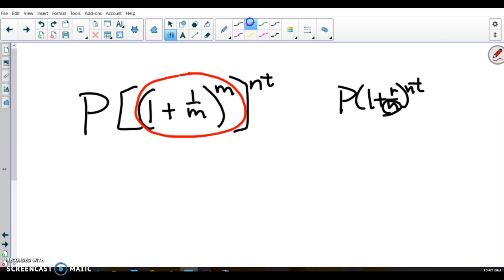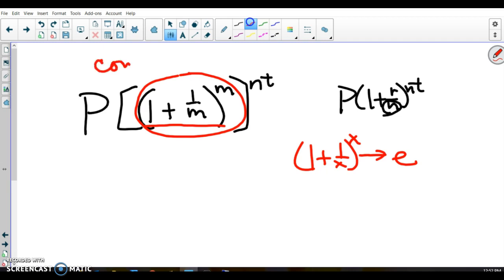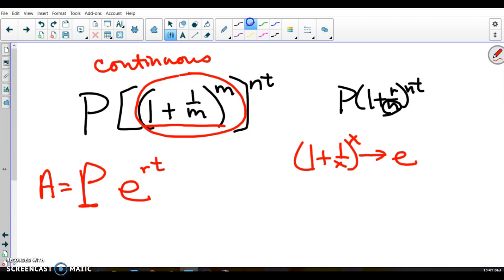The part in red, if we think back, 1 plus 1 over x to the x represented an approximation to the value e. So our new formula for continuous compounding becomes P times e to the rt. Made a mistake up there, to the rt. So A equals Pe^(rt), the amount we have after we've invested a certain initial principal, compounded continuously.